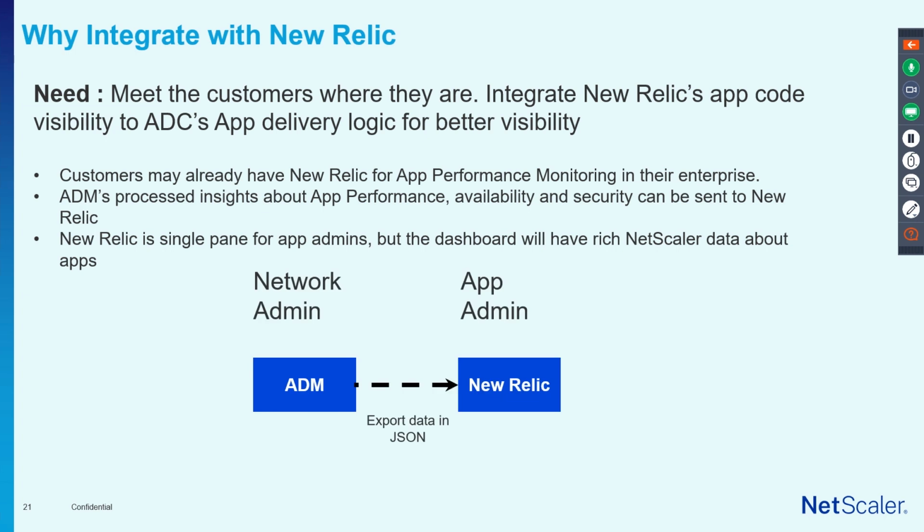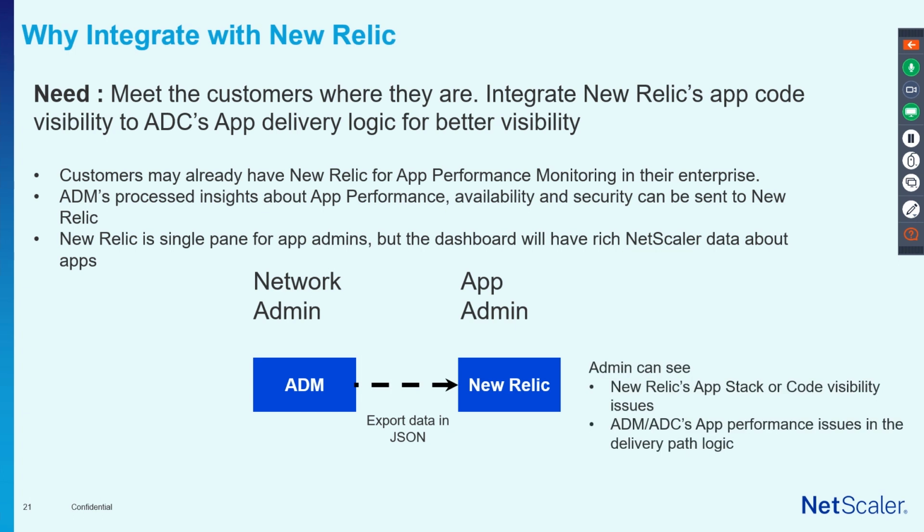So the network admins typically look at the ADMs because ADM is managing the ADC. The infrastructure monitoring and management is very effective, and we've heard this from a lot of our network admins. And app admins can typically also look at the ADM, but they may have New Relic as the APM vendor of choice. So we are enabling the data to go from the ADM to New Relic, so that the app stack visibility can be seen from the New Relic side, and any application delivery path issues can be seen from the ADM's export into New Relic.